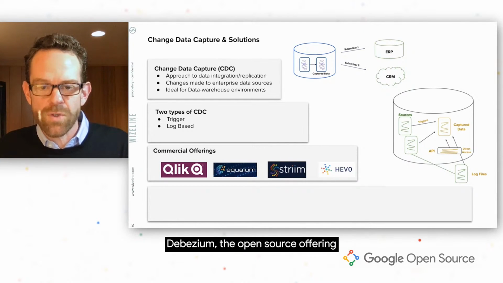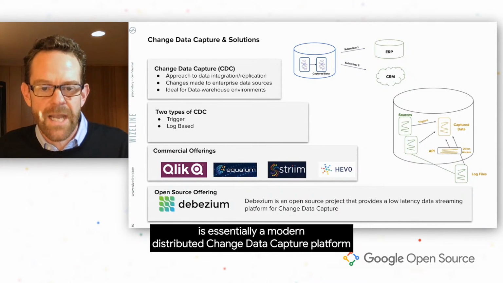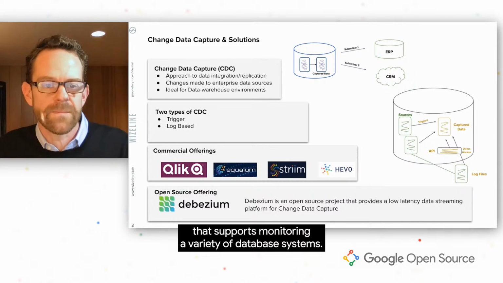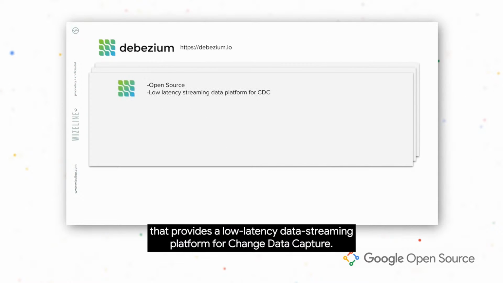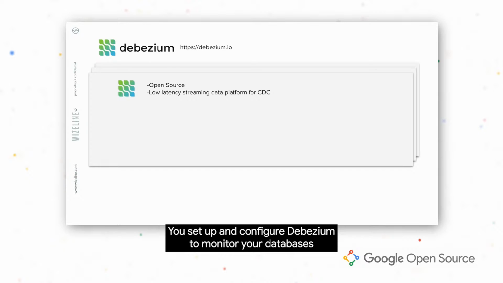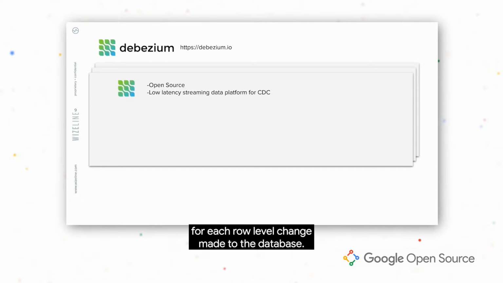Debezium, the open source offering, is essentially a modern distributed change data capture platform that supports monitoring a variety of database systems. Debezium is an open source project that provides a low latency data streaming platform for change data capture. You set up and configure Debezium to monitor your databases, and then your applications consume events for each row level change made to the database.